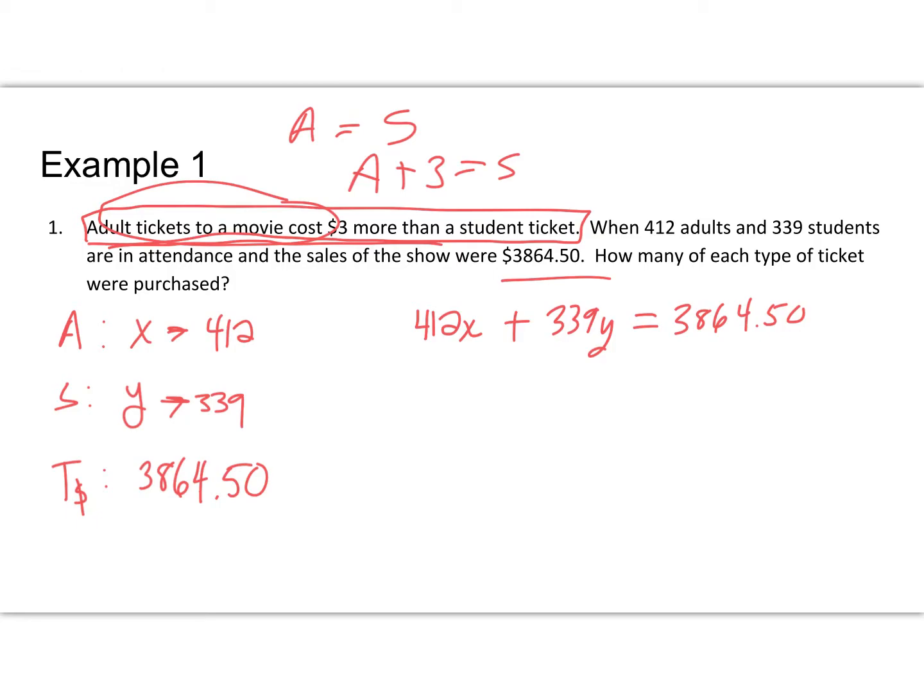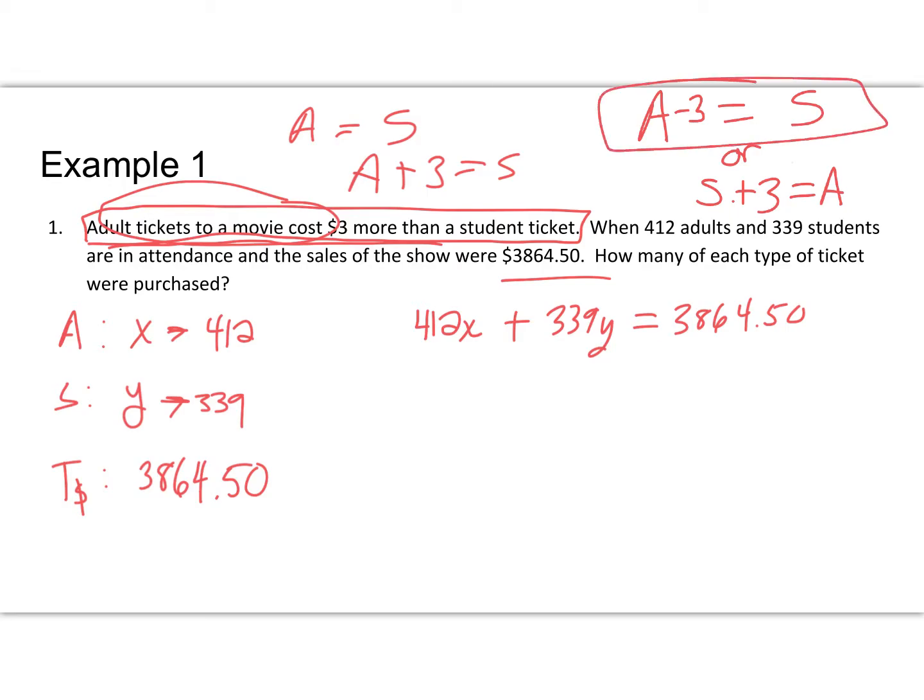Okay, so what we're going to do to make these the same: the adults are $3 more. So for adults to be equal to student tickets, we either have to declare that the adults minus 3 is equal to the student, or that the student plus 3 is equal to adult. I'm going to use the first one here, I like this one better. Now we just have to be careful: remember this was really Y and this is really X. So Y is equal to X minus 3.